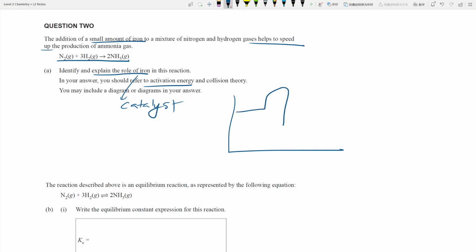So if you think about it, if this is an exothermic reaction, does it say it's an exothermic reaction? It doesn't. So this is the original activation energy, and when you add a catalyst, this is the new activation energy with a catalyst. That's obviously going to speed it up. This is the reactants, this is the products, pretty straightforward.